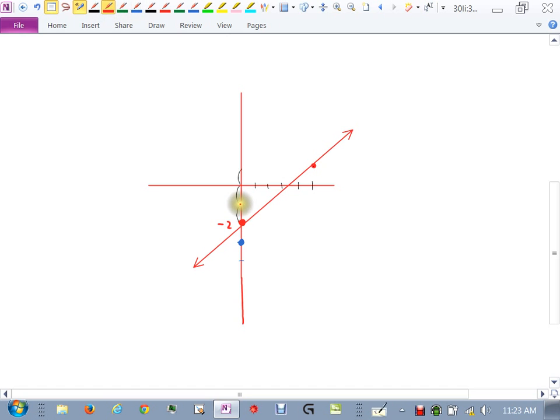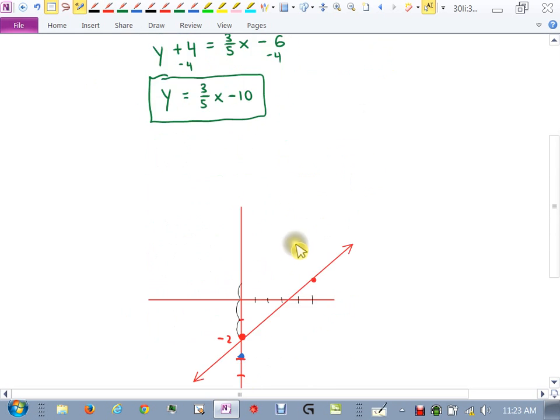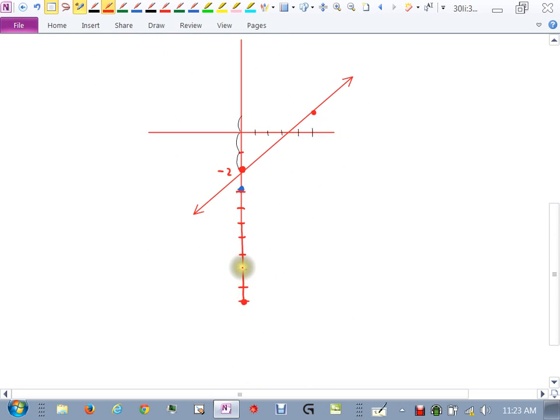So that was -1, -2, -3, -4, -5, -6, -7, -8, -9, -10, right there. Put a dot. And then we'll use the same slope. So we go up 3 to the right 5. So go 1, 2, 3 to the right 5. 1, 2, 3, 4, 5 right there. Put another dot. And then draw a line.